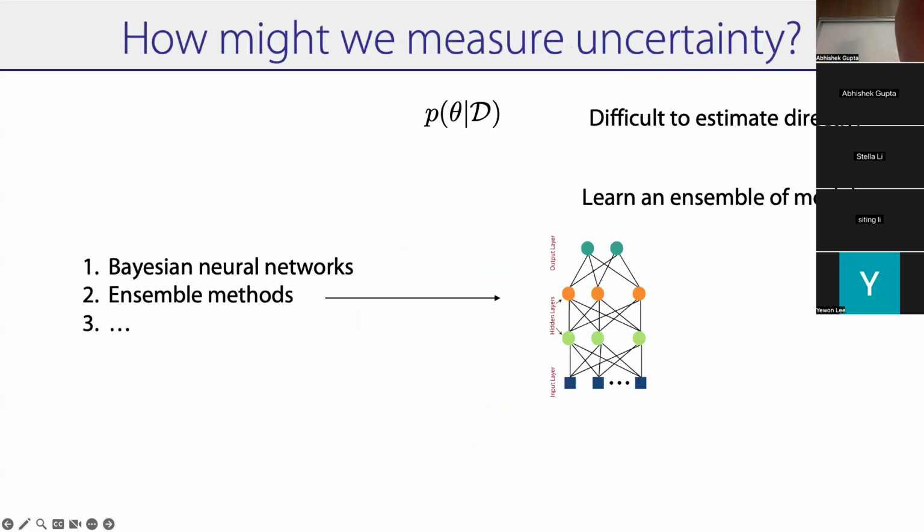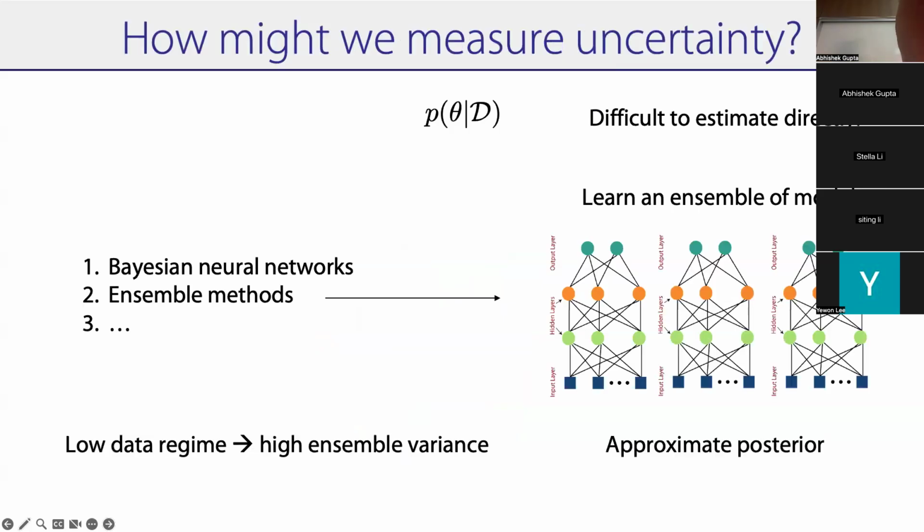So the thought here is to learn ensembles, look at the variance, and use that to measure uncertainty, and we'll talk about how to use this in planning next. Right. Any questions before we end?